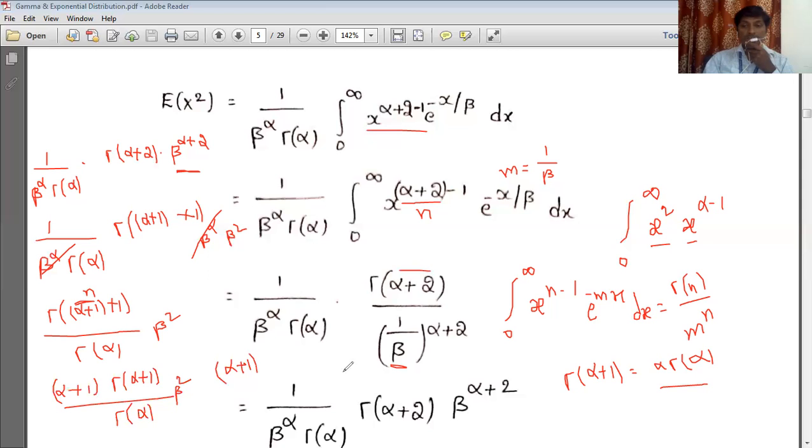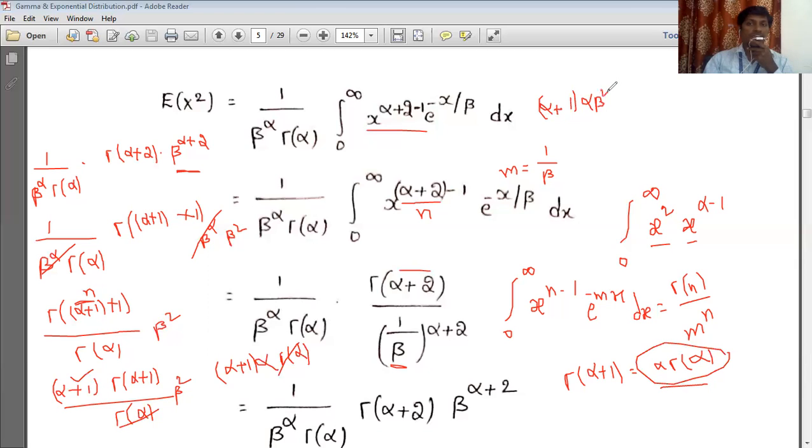And in place of gamma alpha plus 1, what we can write again by using the gamma function property is alpha into gamma alpha. So the total one we are writing as alpha plus 1 as this, and gamma alpha plus 1 we wrote as alpha into gamma alpha. Here gamma alpha both will cancel. And what is remaining there? Alpha plus 1 into alpha into beta square. So this is the one remaining.